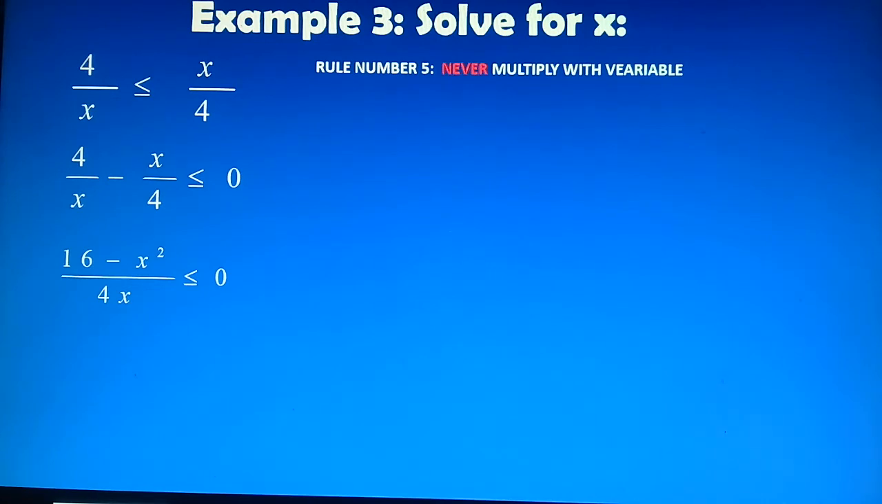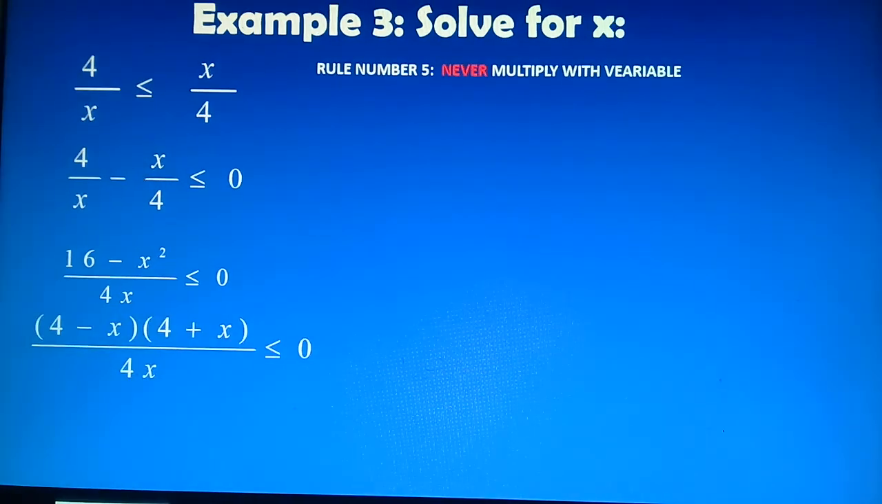We got 16x minus x squared on the numerator, greater or equal to 4x. Now on one side I have 0 and numbers on the other side. Is this simplifying? Can we factorize? Yes, we can find the factors of 4 minus x on the numerator. We find the factors. What is our next step now? Okay, find the critical values, because we have 0 on one side and the other side is factorized.